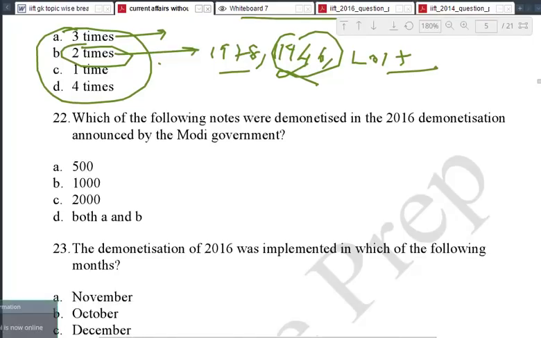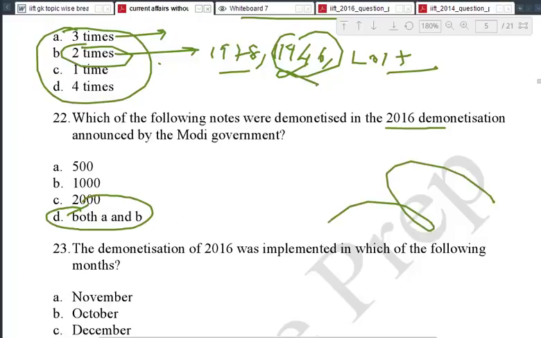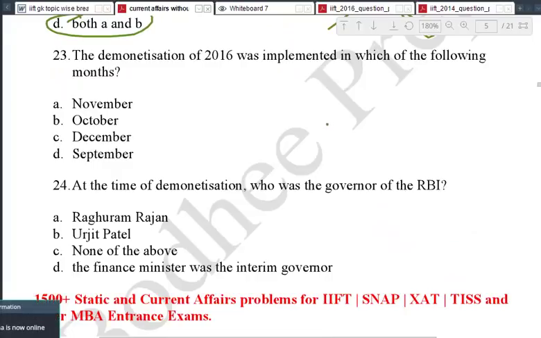But there are people, question 22 is a very simple question. Which of the following notes were demonetized in the 2016 demonetization? Both A and B. That's an easy question, right? The demonetization, I am telling you, people get wrong. Even such questions people get wrong. I have seen some very, very silly errors. I am just telling the students that there would always be questions which are so simple that getting them wrong shows that you are actually not fit to sit for the exam.